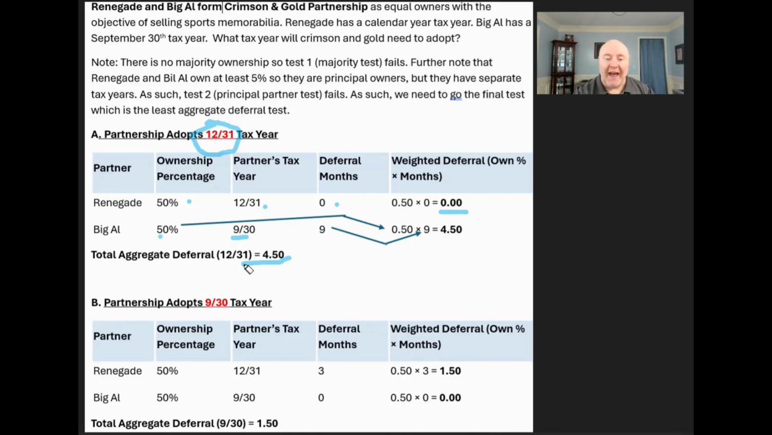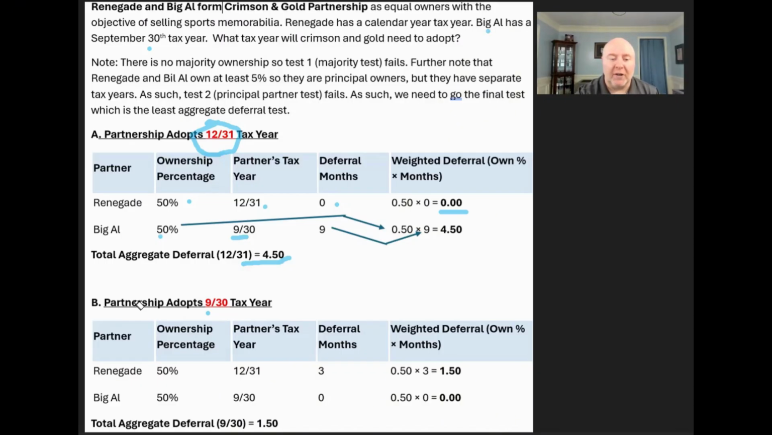What we need to do now is look at the partnership. What happens if the partnership adopts a September 30th tax year? What if they adopt Big Al's tax year of September 30th, right? So Big Al's tax year of September 30th. What is going to be our aggregate amount of deferral here?